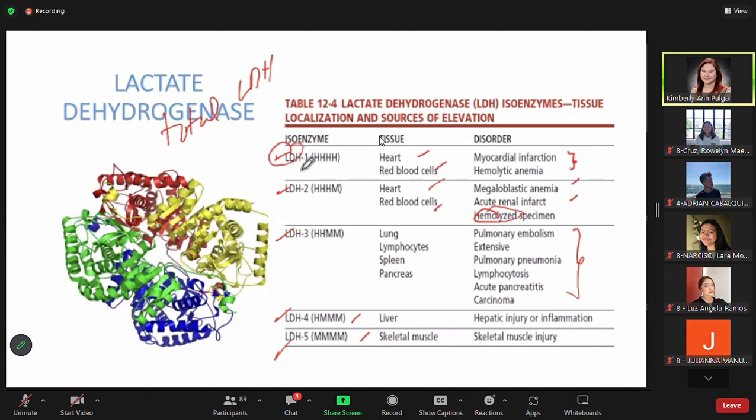So as you can see here, each isoenzyme here comprises 4 polypeptide chains, no? Designated by letters, yung ating dalawang different polypeptide chains, your H and M, no? Combined sila into 5 different arrangements. So, yan yung 5 major isoenzyme fractions natin.